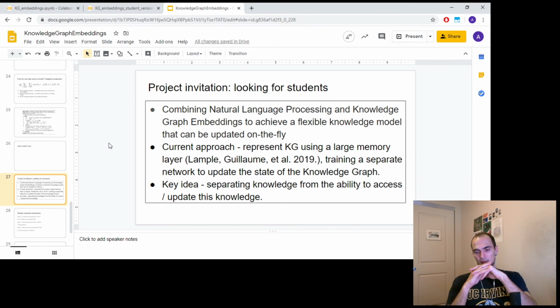So the key idea is that I'm trying to separate the knowledge representation from the ability to access and modify this knowledge. So there's quite a lot of work on trying to augment neural networks with some way of access to a database. So by, for example, feeding knowledge graph embeddings as an input, or maybe somehow attending over a knowledge base. But I don't think there's enough attempts for a more integrated system that would both update the knowledge graph representation, like the current state of knowledge, and refer to this knowledge to answer questions.